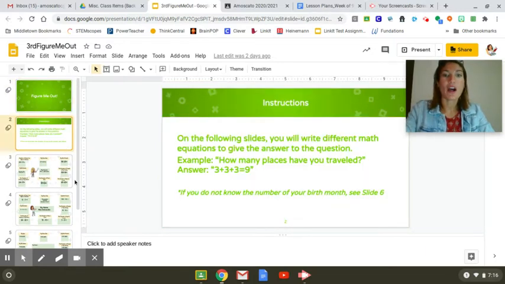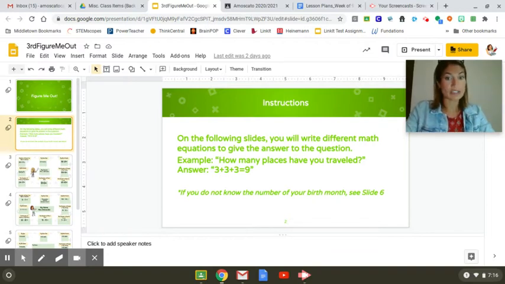On the following slides, you will write different math equations to give the answer to the question. For example, a question might be, how many places have you traveled? And you'll come up with a math equation for someone else to solve that reveals the answer. So for example, 3 plus 3 plus 3. So if you traveled for 9 years, you would say 3 plus 3 plus 3.